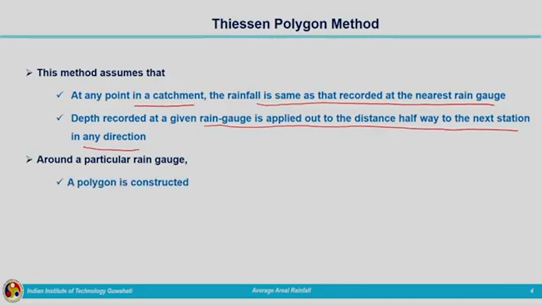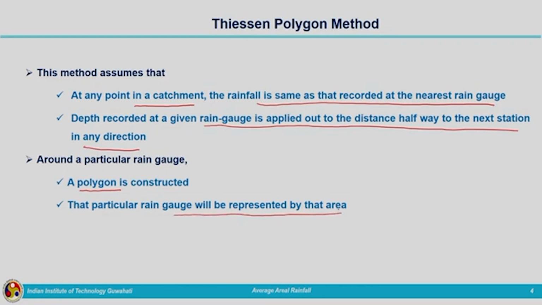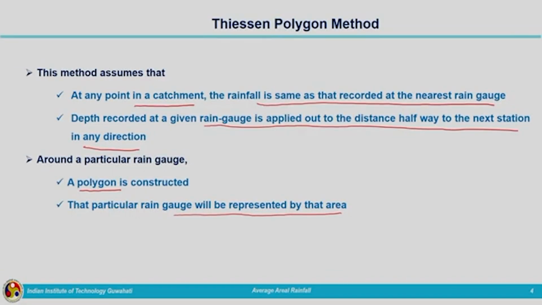Around a particular rain gauge, what will we be doing? We will be constructing a polygon. That is why it is named the Thiessen polygon method. Around a particular rain gauge a polygon is constructed, and that rain gauge is the representative rain gauge corresponding to the area within the polygon. So, we have a rain gauge, and we construct a polygon inscribing that rain gauge, and that rain gauge will be representing the corresponding area.